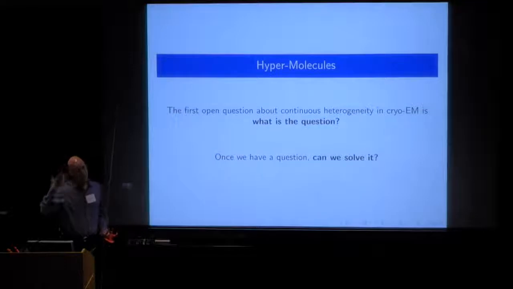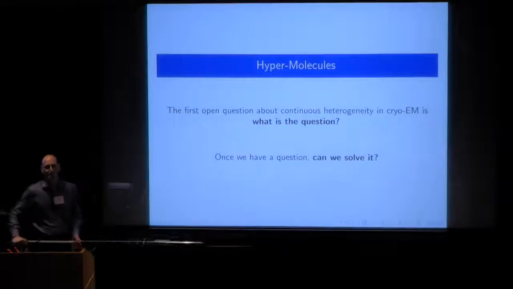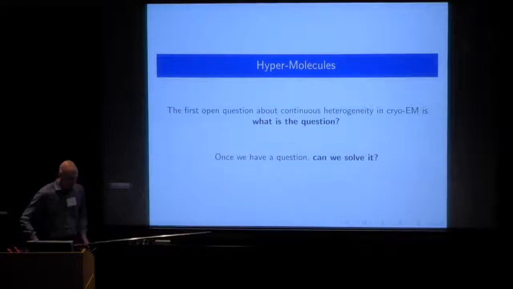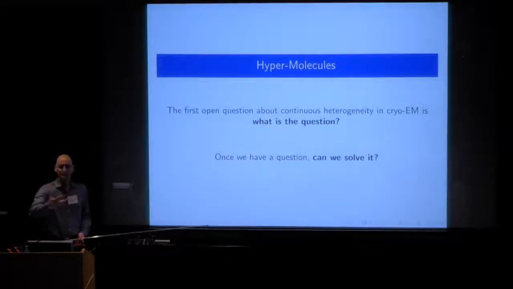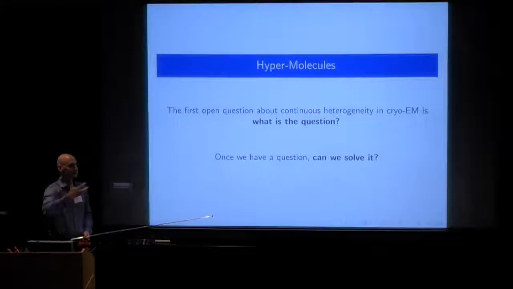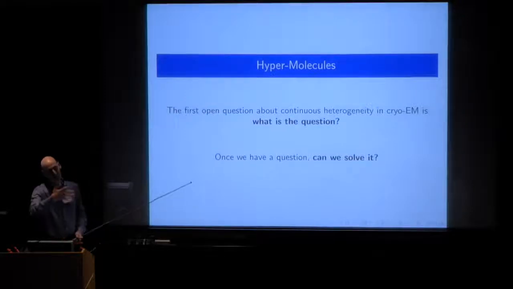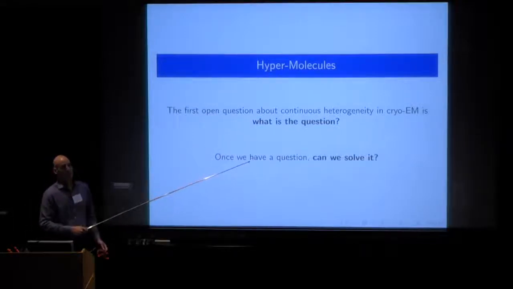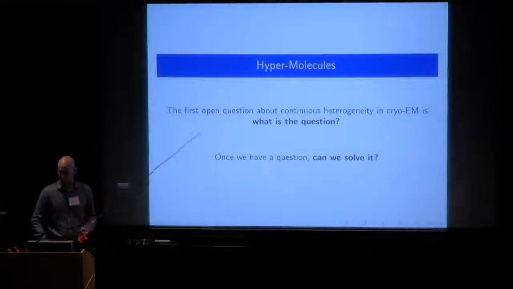The place I like to start when I think about continuous heterogeneity is: what is the question first? What are we trying to solve, in the sense that if I gave you a solution, what would that solution look like? What would be the form of that thing? Ideally it might be molecules, maybe the actual atomic structure, but a step back, in terms of densities, what would that mean? Maybe we'd like to see something that looks like a movie. So we'll try to formulate the question first, and then try to figure out if we can actually solve it once we pose it.